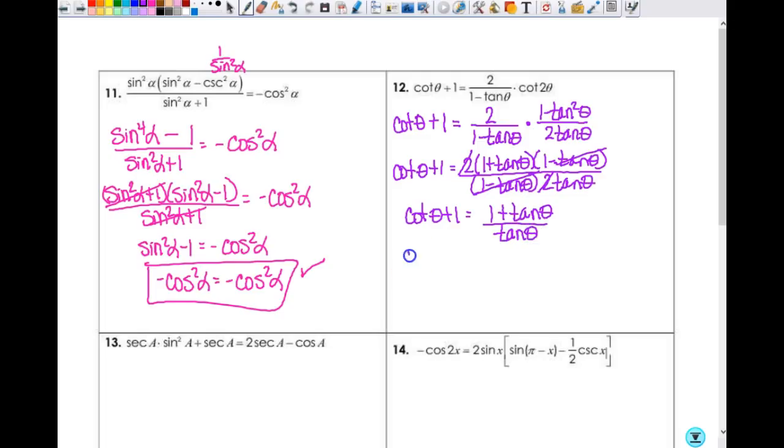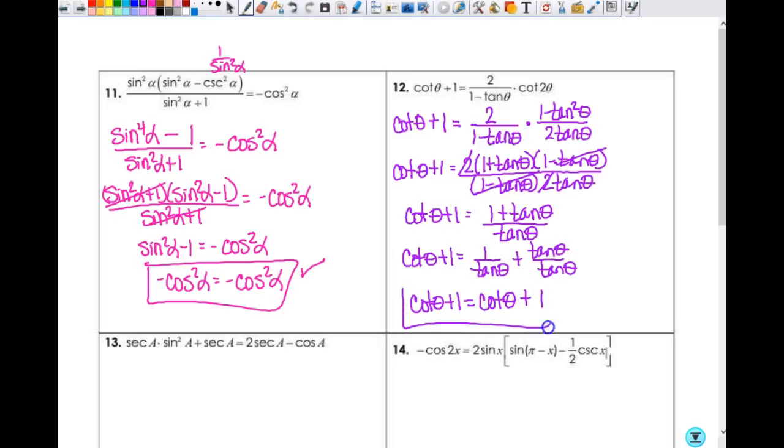So now I'm going to split my fraction and get cotangent theta plus 1 equals 1 over tangent theta plus tangent theta over tangent theta. So cotangent theta plus 1 equals, well, the reciprocal of tangent is cotangent, plus, and then that will give me 1, and I'm done.